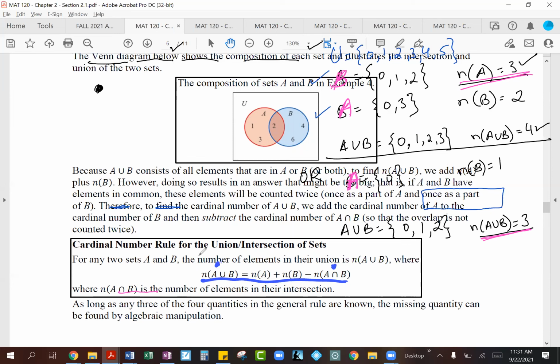And again, since we don't have numbers, you won't actually be able to come up with a value. You're just going to come up with this expression. So X plus Y minus Z is what you're looking at for this guy.